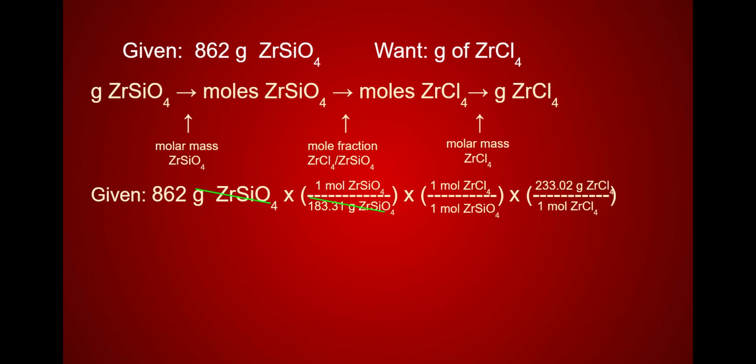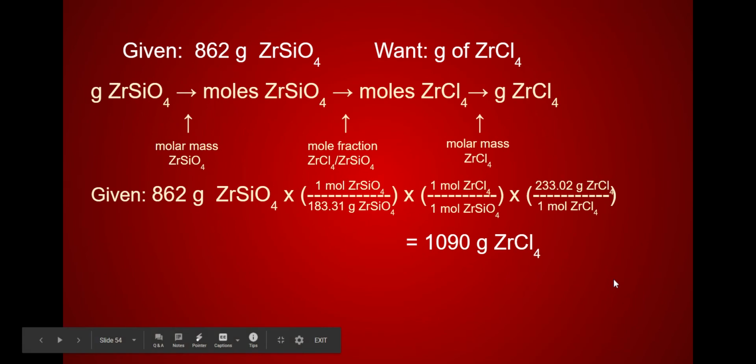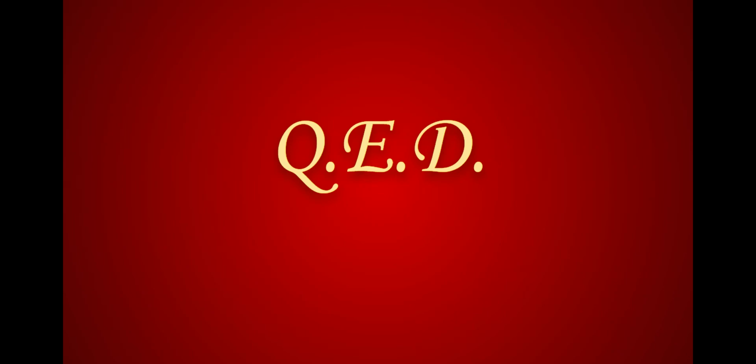Plus, we can do my favorite thing of canceling out things. So here we have grams zirconium-4 orthosilicate on the top and on the bottom. Oops, I crossed out the number. I just meant to cross out the grams. And here we have moles zirconium orthosilicate crossing out on the top and on the bottom. Here we have moles of zirconium-4 chloride crossing out on the top and the bottom. We are going to end up with units of grams zirconium-4 chloride. 1,090 grams zirconium-4 chloride. And there you have it.